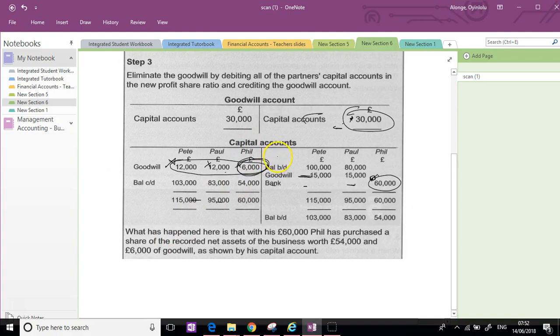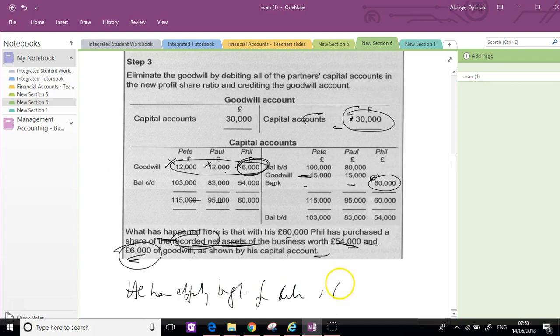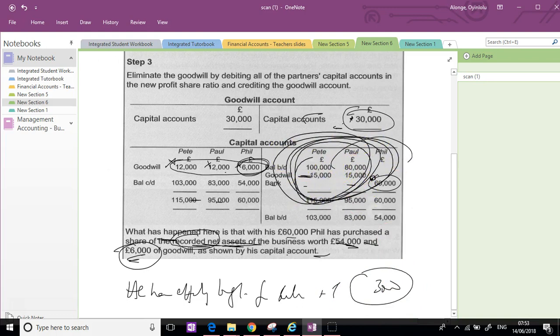But in reality, what really happened was that with his 60,000, Phil has purchased a share of the recorded assets, what we can see, for 54,000. He's also had to pay for this goodwill. And what has he done with this 6,000? If you look at the bottom of your notes on page 75, it says that he has effectively bought this from Pete and Paul for 3,000 each, which is why Pete and Paul have increased by 3,000 each, because 15 minus 12 is 3.